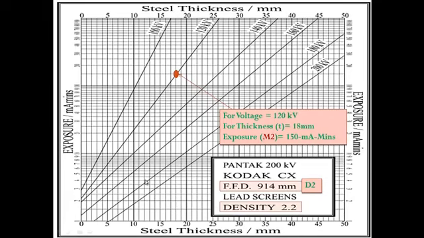From the exposure chart, if we suppose or select the voltage 120 kilovolt and we know the thickness is 18 mm, and this chart is for the FFD, which we call D2, 914 mm, we will get the density 2.2. This will be the film density 2.2. So when we intersect the voltage with the thickness, we will get the exposure 150 milliampere minutes, which we call M2.